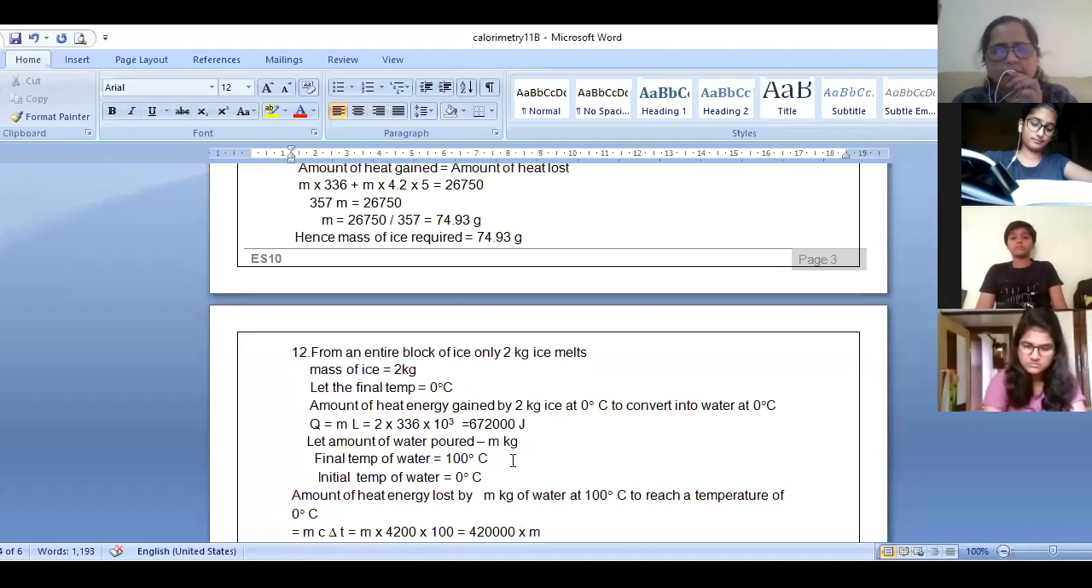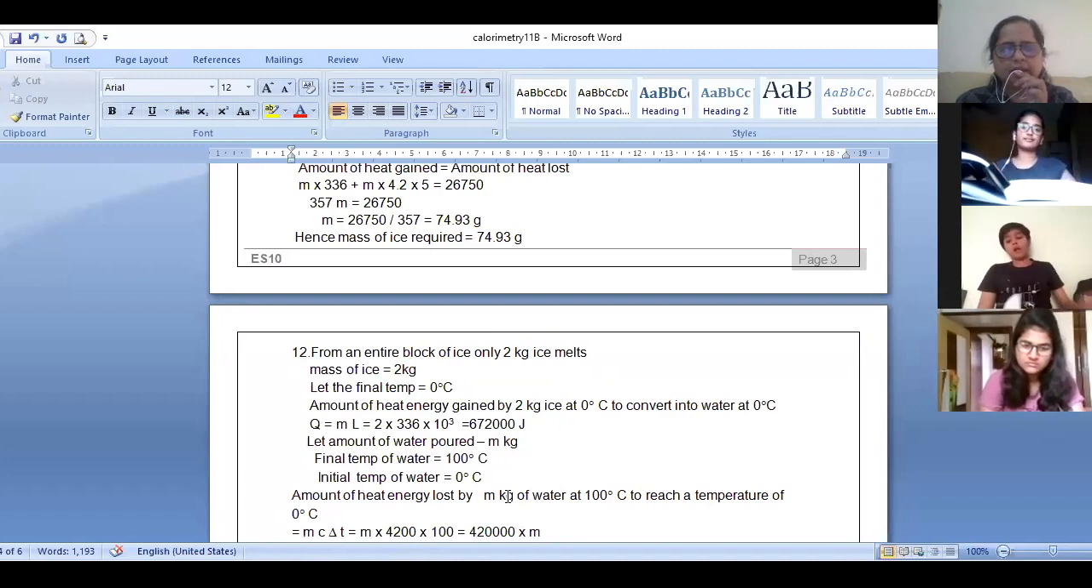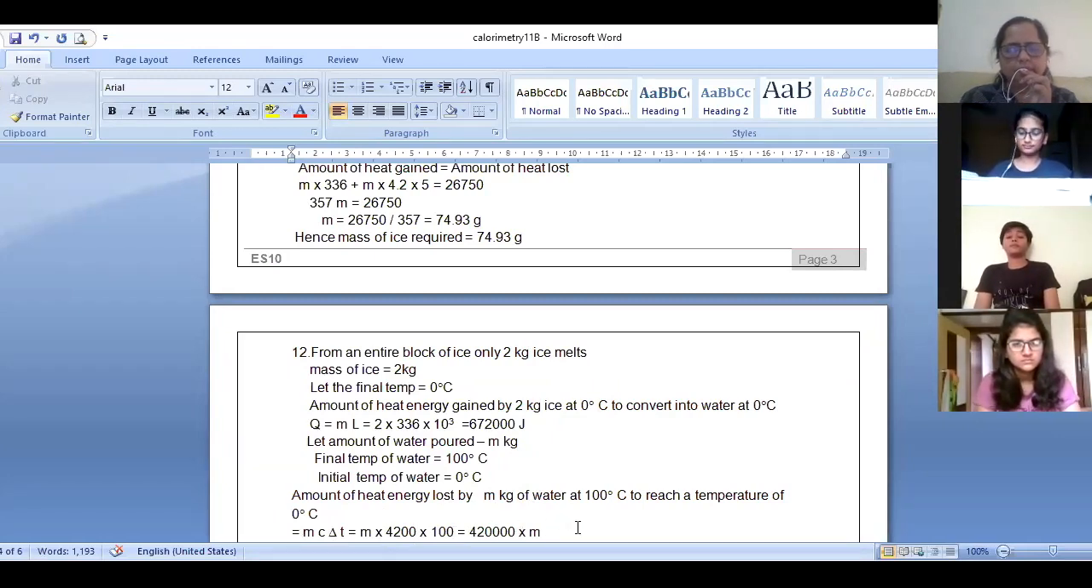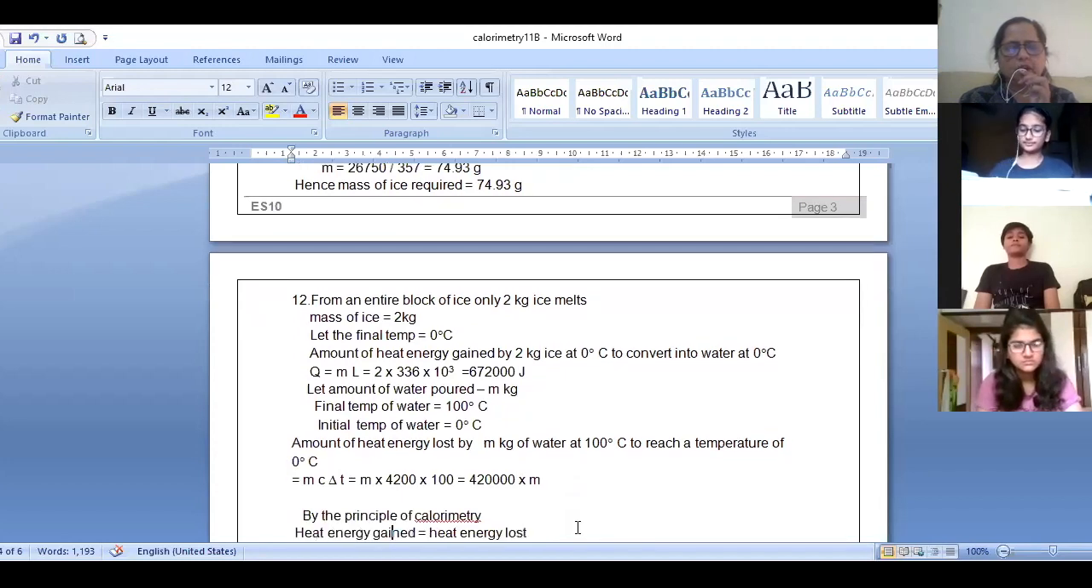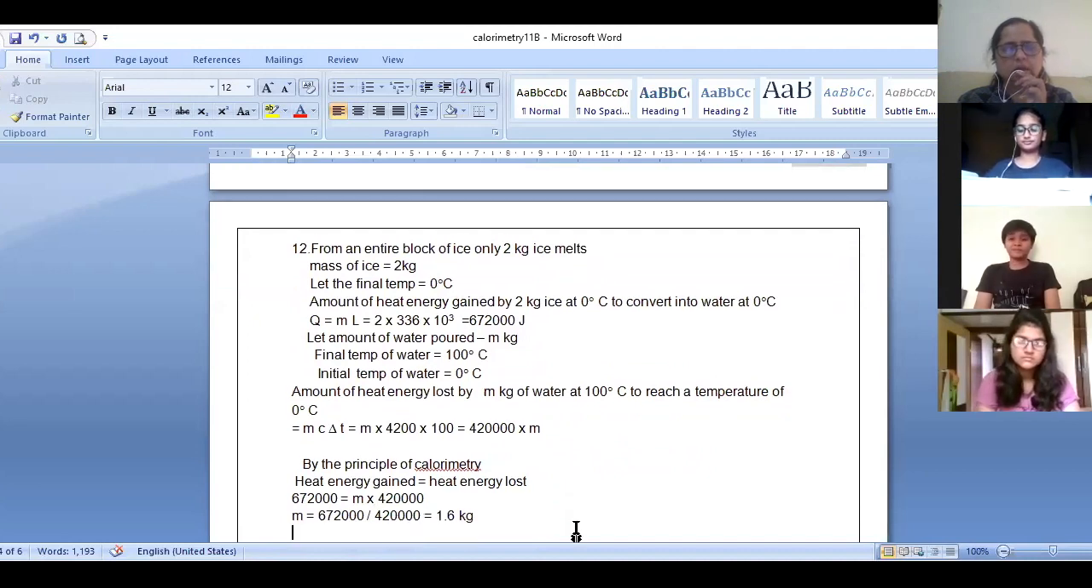So m into 4200. Now why have I taken 4200? Because we are taking the mass in kg. Can you see here? The mass is in kg. So I have taken 4200. And delta T, boiling water from 100 degrees is going to come down to 0 degrees. So delta T is 100 minus 0, so 100. That means 4,20,000 M. By the principle of calorimetry, heat energy gained is equal to heat energy lost. So M is equal to 6,72,000 divided by 4,20,000. So you will get 1.6 kg.